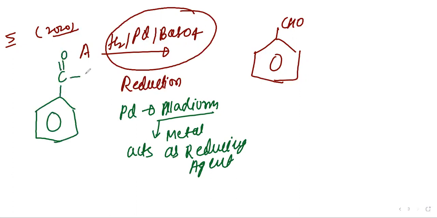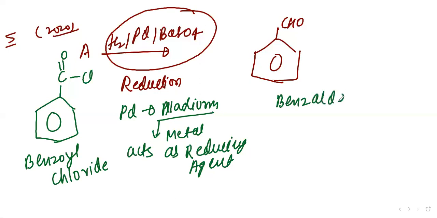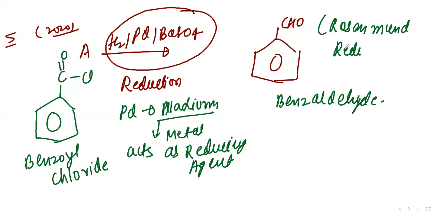C double bond O Cl. This is called benzoyl chloride. So when benzoyl chloride undergoes reduction, it forms benzaldehyde. This is called Rosenmund reduction. So the overall reaction is called Rosenmund reduction. Rosenmund is a scientist who did the reduction reaction on benzoyl chloride to form benzaldehyde.